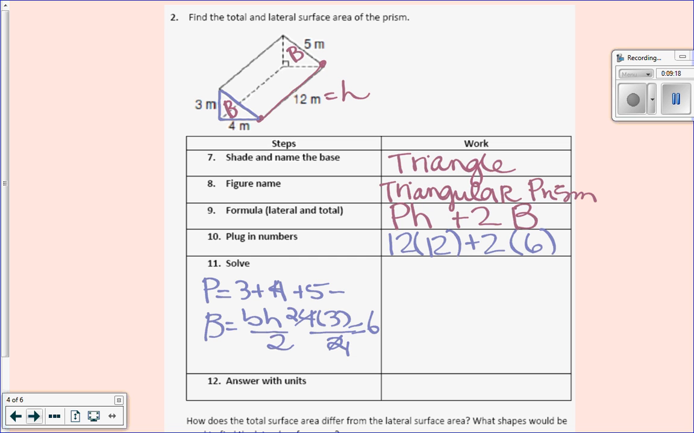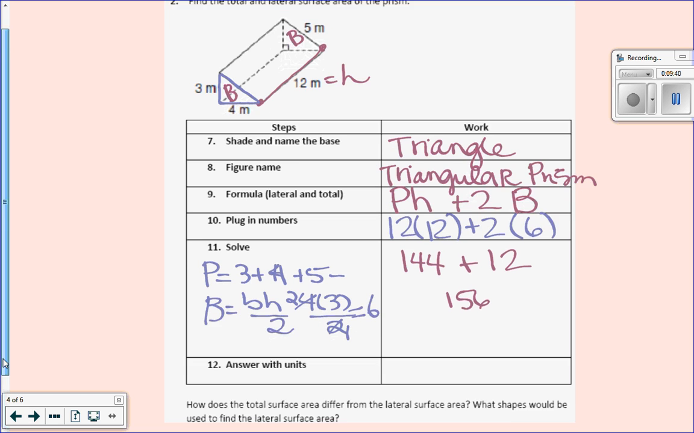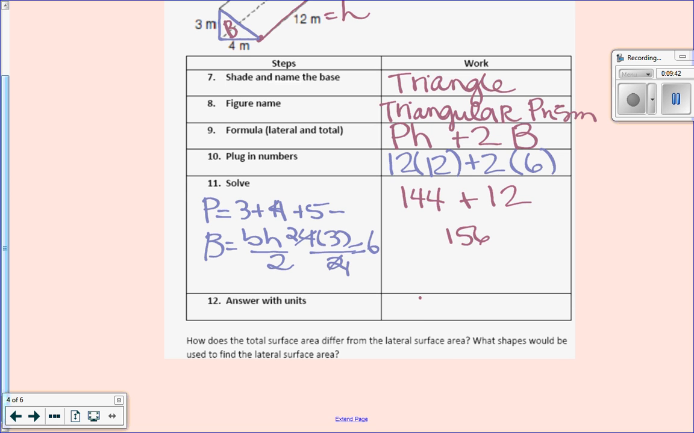And now we're ready to solve. The lateral surface area is 144. Are we good with that? P times H is just our lateral. If we want the total surface area, we include our 2 bases. And then 144 plus 12 is 156. And make sure we include our answer with units. Good. Meters squared. Not bad.